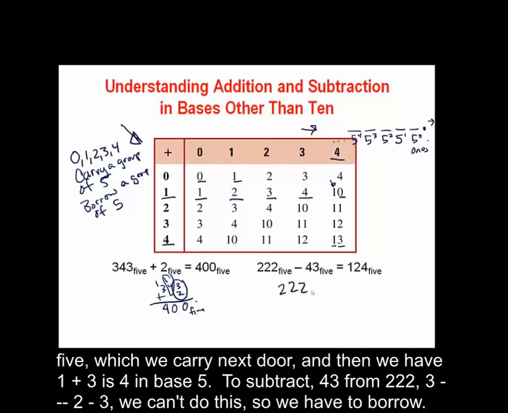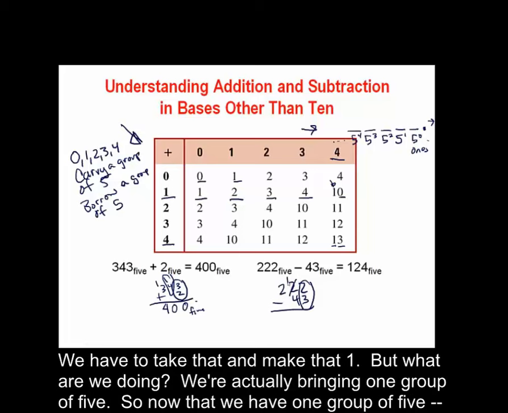To subtract 43 from 222, 2 minus 3, we can't do this, so we have to borrow. We have to take that and make that 1. But what are we doing? We're actually bringing one group of 5.